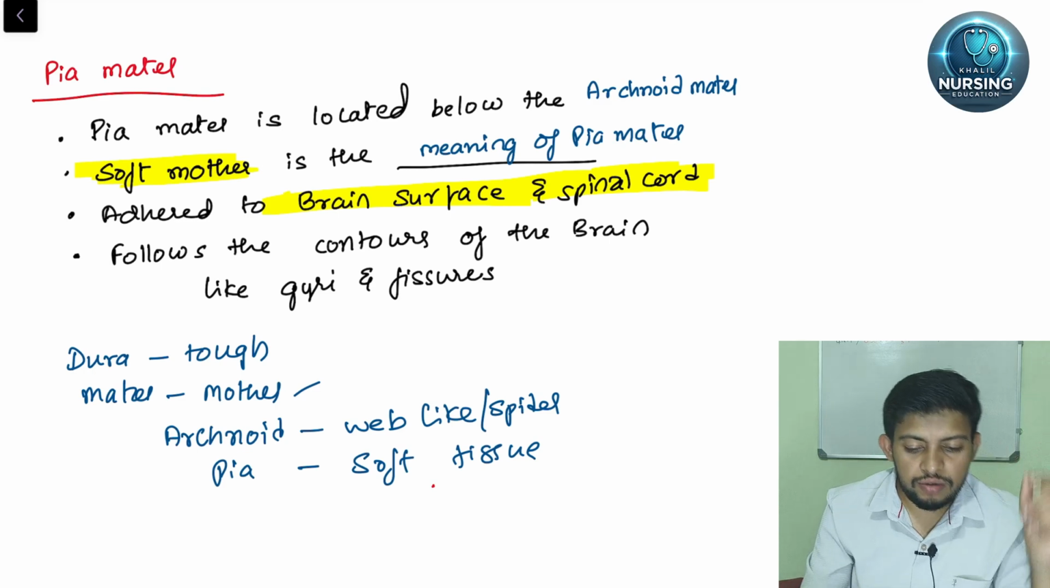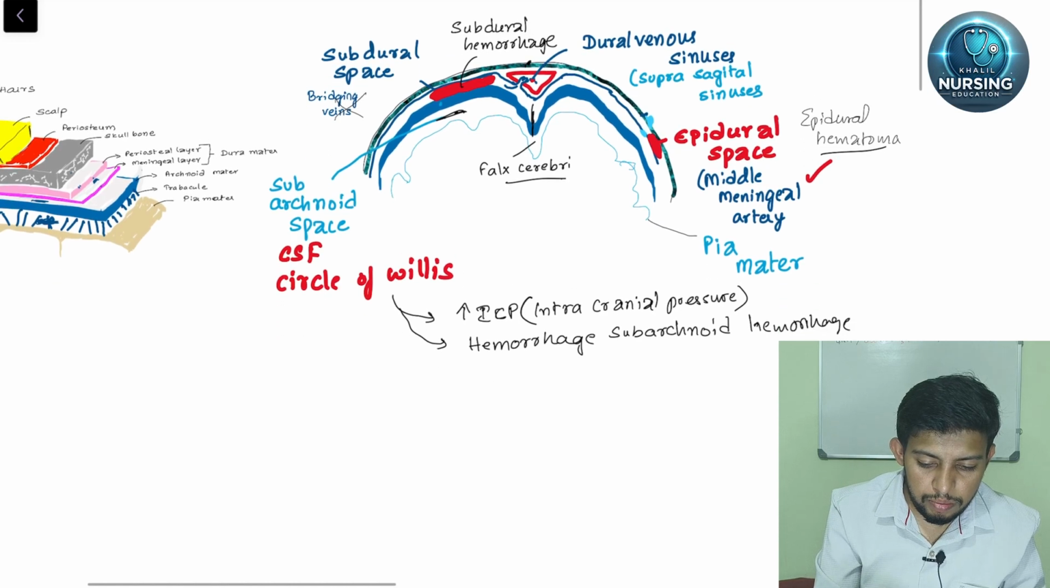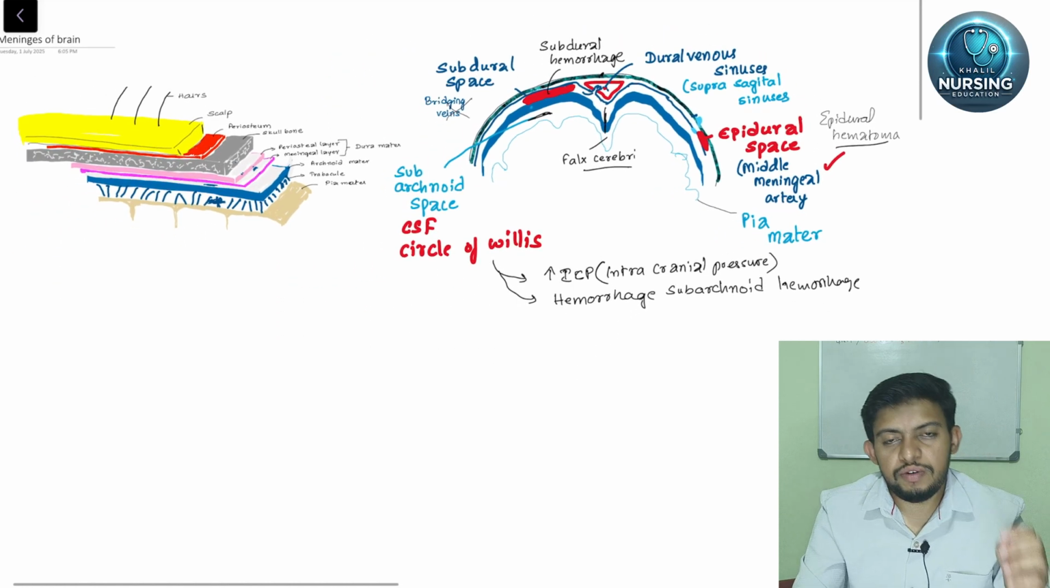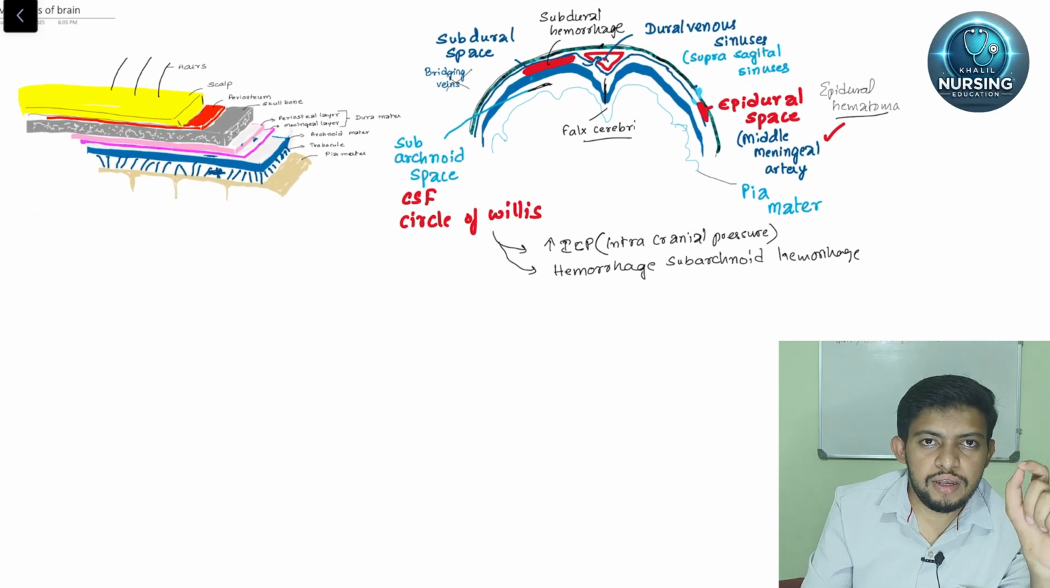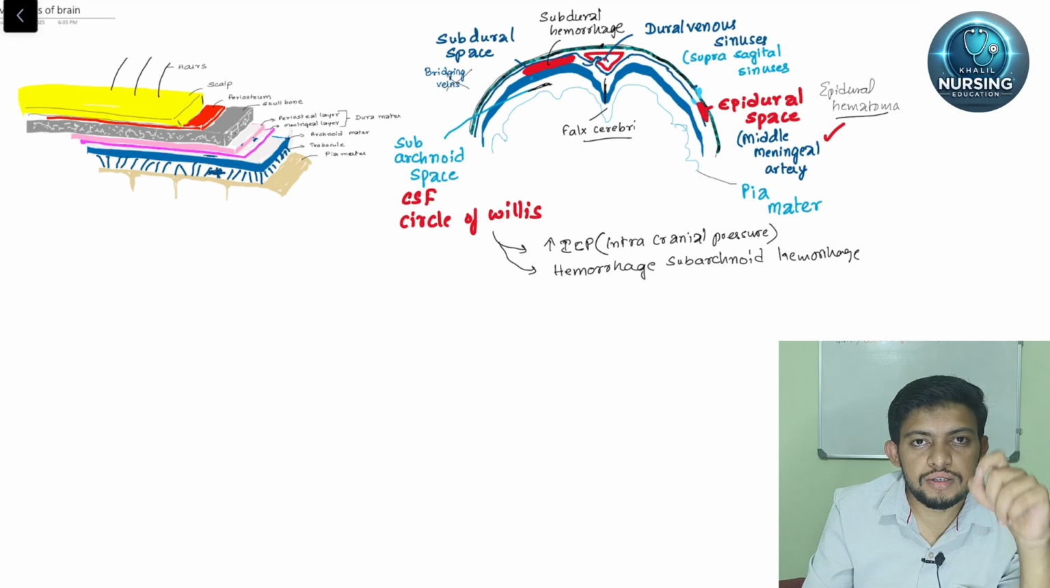So I think we have discussed much. Please do remember the meninges of the brain, which is very important for the exam, and also the ventricles of the brain. Ventricles of the brain we will discuss tomorrow.